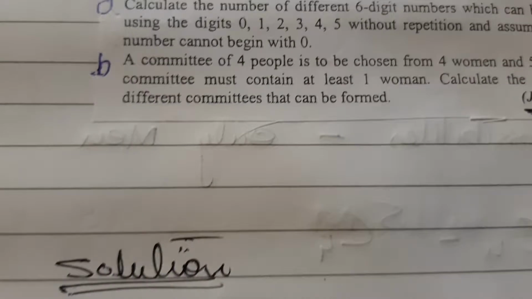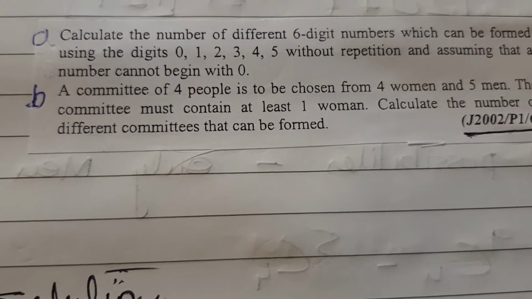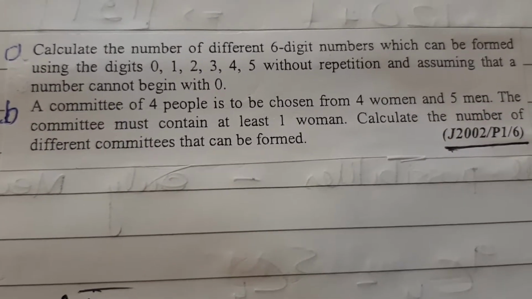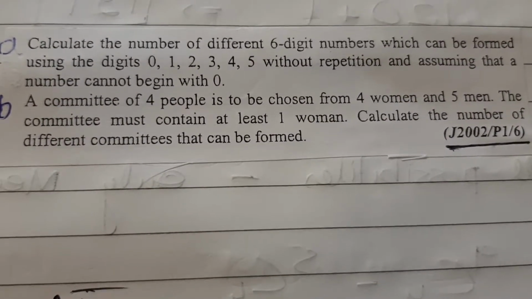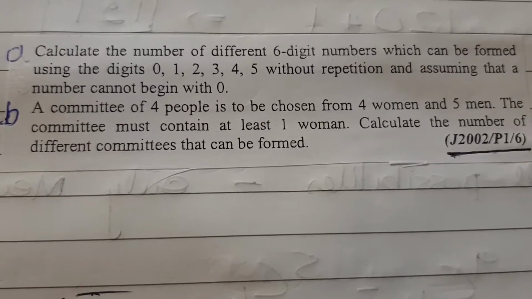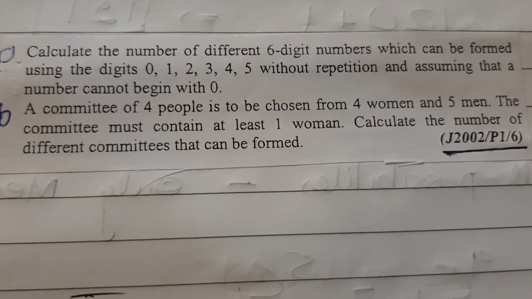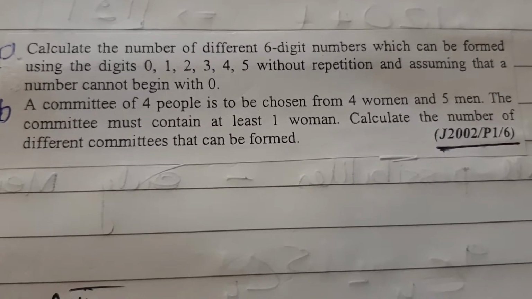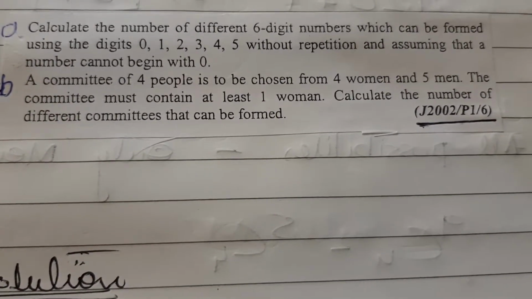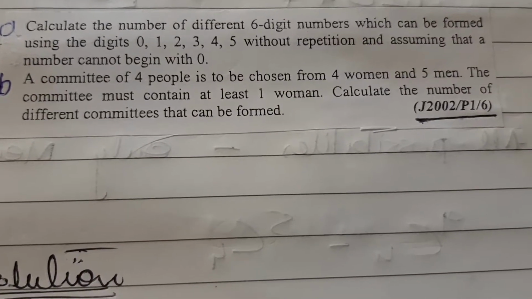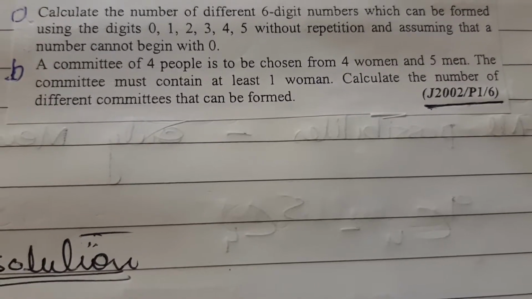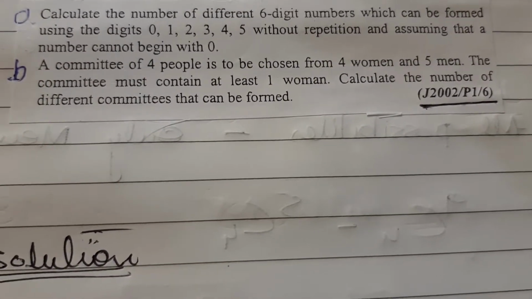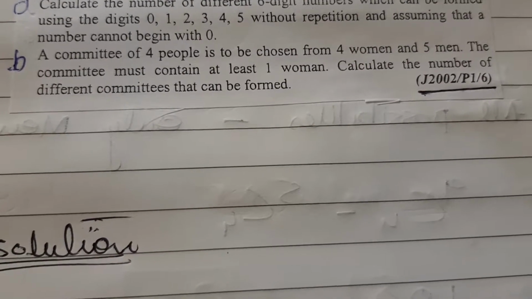Now the second part of the question was saying okay, a committee of 4 people is to be chosen from 4 women and 5 men. So altogether they are 9. And the committee must contain at least 1 woman. Calculate the different number of ways. So what comes in your mind? There are 2 ways. One is little lengthy and the other is short. So I'll explain you both the ways, right? Because everybody thinks differently. So to broaden your vision or the thought process, let's consider both the things here.